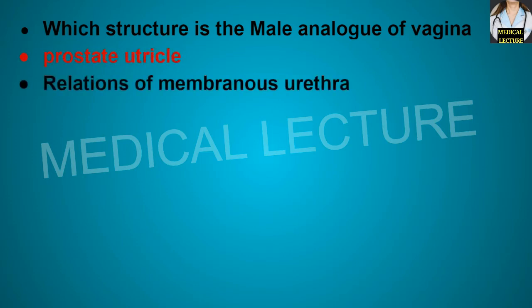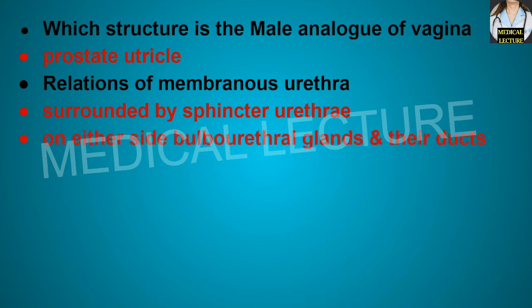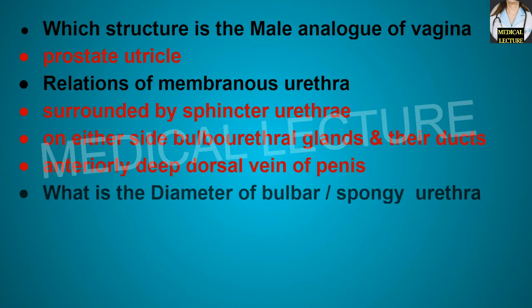What are the relations of the membranous urethra? So they are surrounded by the sphincter urethrae. On either side, there exist bulbourethral glands and their ducts, and anteriorly there exists the deep dorsal vein of penis. What is the diameter of the bulbar or the spongy urethra? So it is about 6 mm in diameter.